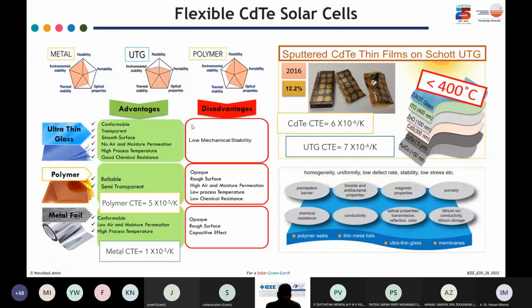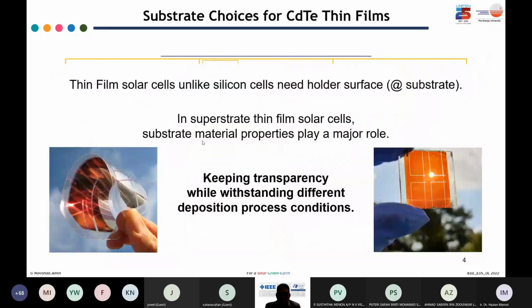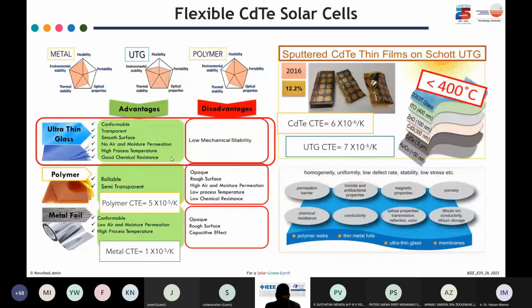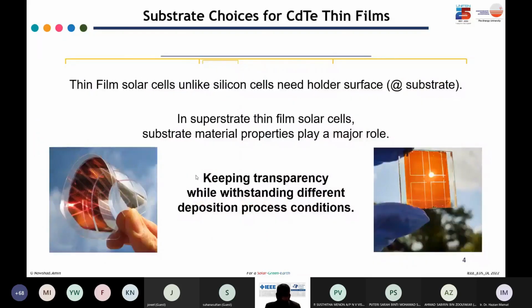So we started working on flexible cadmium telluride solar cells in the last 2-3 years, and these are some of the results. We have started working mainly on ultra-thin glass, roughly 100 micron thick, made by Schott, one of the German companies. So here I'm showing the need for this. The glass should be transparent, as well as withstand the different processes for cadmium telluride, because the process will go up to 600 degrees centigrade at some point. So the glass should match those process parameters as well.